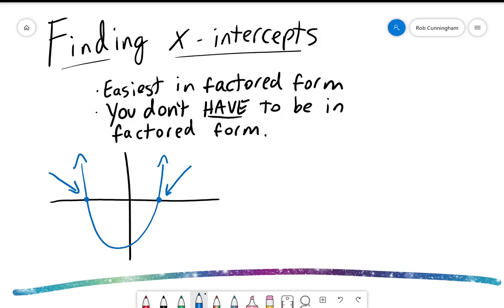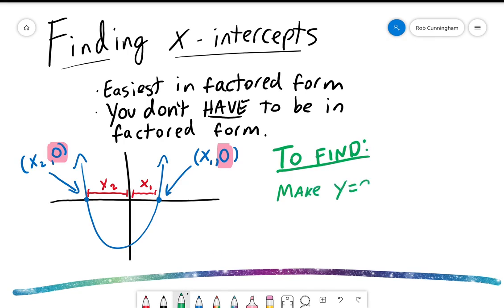So, the one thing we do know, we do not know this distance here, which would be x1, or this distance here, which would be x2. We don't know either of those things, but we do know that the y value of each of those points must be 0 in order for them to be x-intercepts. Anytime you are touching the x-axis, you are automatically at y equals 0. So we can go ahead and fill in y equals 0 and solve for x. And that is our method.